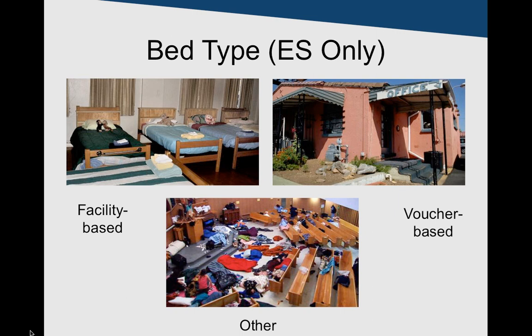For those that are serving emergency shelters, there's some additional bed types that we need to discuss. And those come down to whether or not it's a facility-based, a voucher-based, or other type of emergency shelter. And a facility-based shelter includes beds, cots, mats that are located in a residential homeless assistance facility that's dedicated for use by persons who are experiencing homelessness.